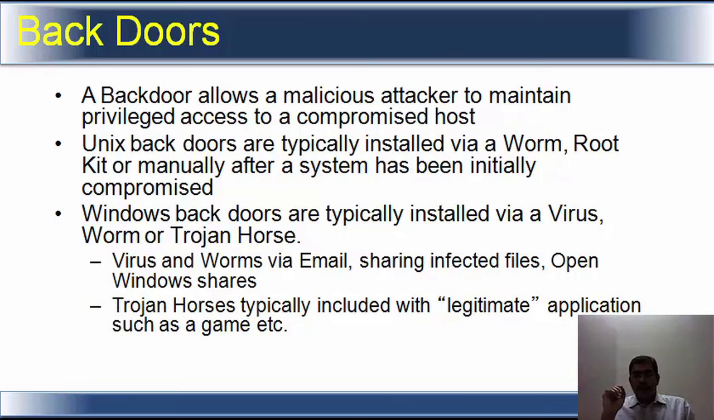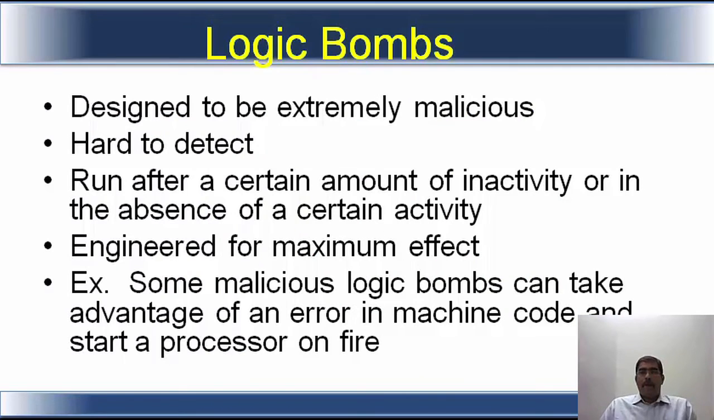Unix backdoors are typically installed via a rootkit or manually after a system has been initially compromised. Windows backdoors are typically installed via a virus, worm or a Trojan horse. Viruses and worms spread via email, sharing infected files, and opening Windows shares. Trojan horses are typically included with legitimate applications, such as a game that you download from the net can have a Trojan within it.